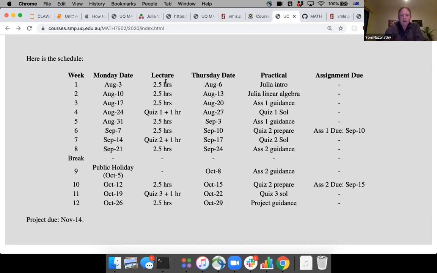All right, so that's the lectures. The quizzes will be during the lecture. They'll be for about an hour, but you'll have a bit more time to prepare. Then in the practical, you'll see a solution to the quiz in the same week of the quiz, etc. You've got your assignments due here. You've got the final project due after the semester. This is a public holiday, so it's a Monday, and there are no lectures. So basically, we only have 11 weeks with lectures, and there's what's called a semester break when nothing happens. Questions about that?